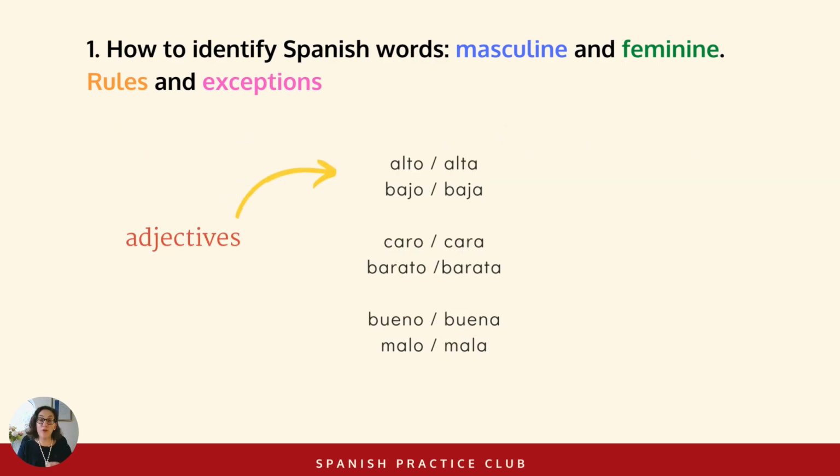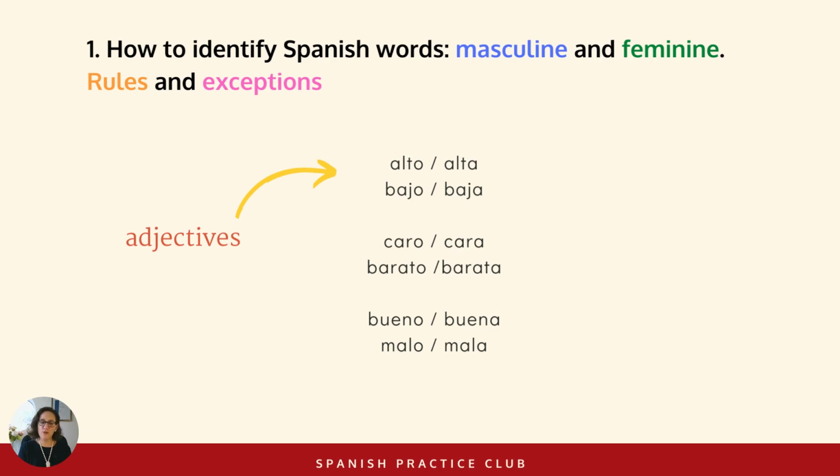The same rule that we've learned to identify nouns in the previous slide, I would like to reinforce that we also use the same rule for adjectives. So if the adjective ends in O, we are likely to be talking about a masculine noun or a masculine word. And if it ends in A, we are likely to be talking about a feminine word in Spanish. So we have a few examples in here of adjectives in Spanish. Tall in Spanish would be alto if we were talking, for example, about a man, or alta if we were talking about a woman. The opposite, short, would be bajo for a man, baja for a woman.